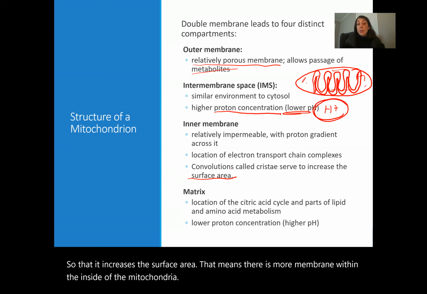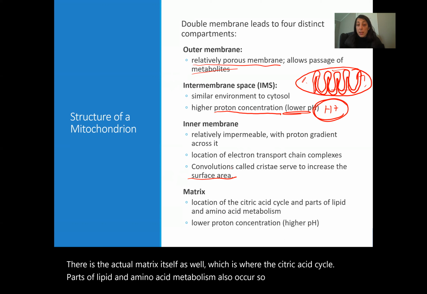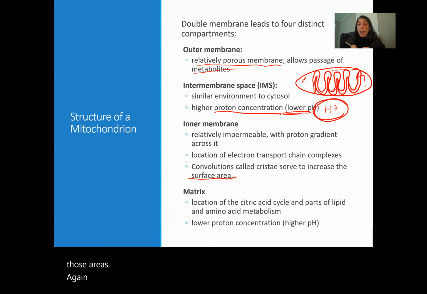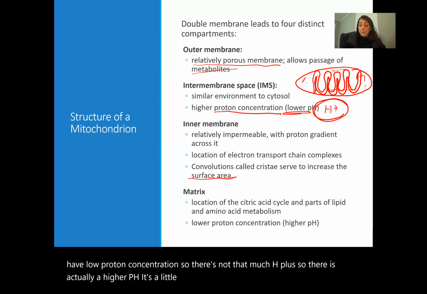There is the actual matrix itself as well, which is where the citric acid cycle, parts of lipid and amino acid metabolism also occur. So we've talked about those areas. Again, this is going to be inside of that inner membrane, and this is where we have low proton concentration. So there's not that much H plus. So there is actually a higher pH. It's a little bit more basic.